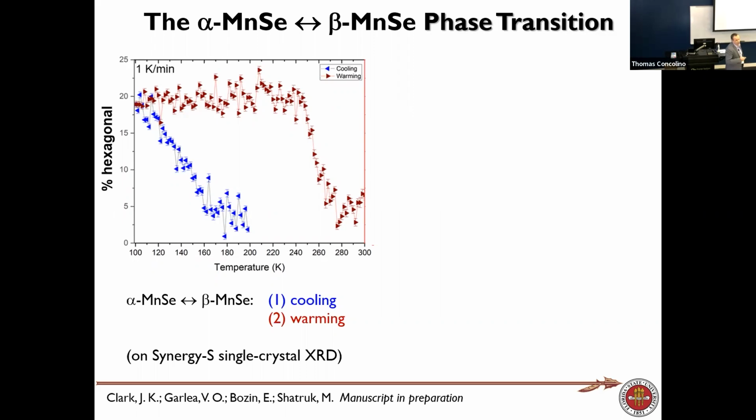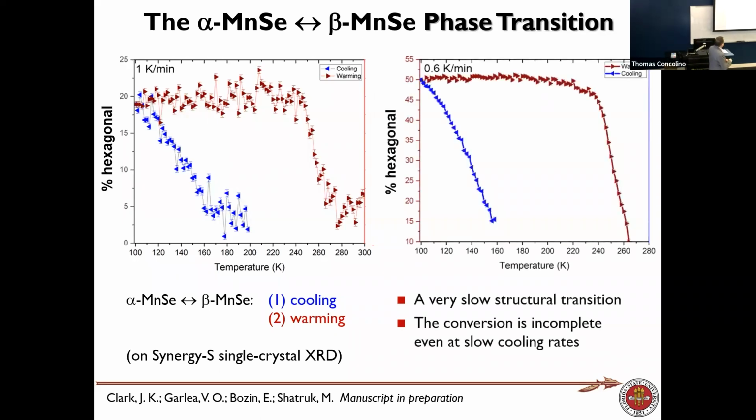So then I told her, well, go slower. Of course, your lab mates will love you for taking so much time on X-rays, but it's okay. So she started going 0.6 Kelvin per minute. And now she can build up to 50% of hexagonal phase. But not more. Whatever we try, we cannot get full conversion to hexagonal phase because it's a very, very slow transformation.